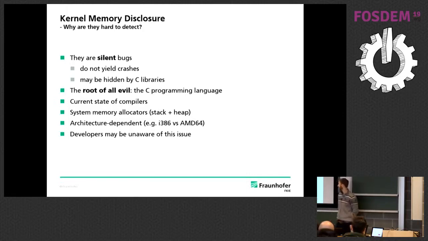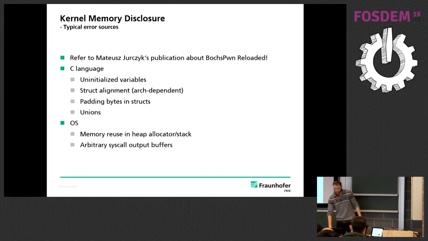Furthermore, architectures are also a thing here, because on some architectures the code will leak, on others not. This is because compilers may add padding and so on in the structs, and you won't notice this. If you develop something on x86, it may leak on AMD64. And maybe some developers are not that aware of this issue, or are not taking it seriously.